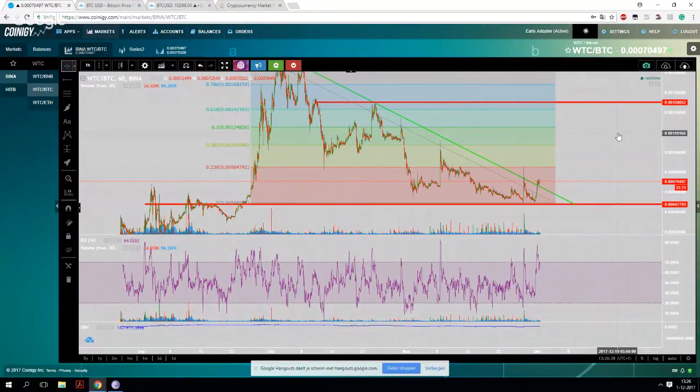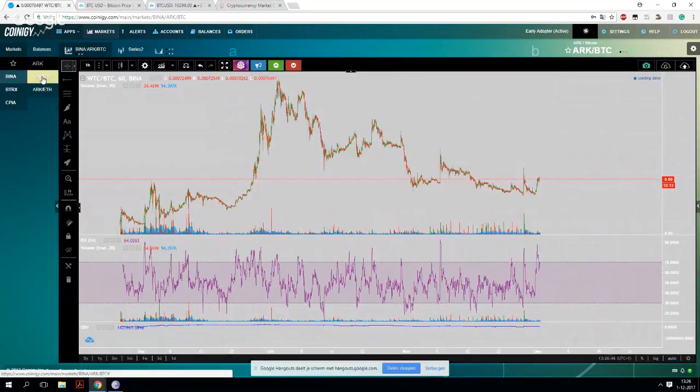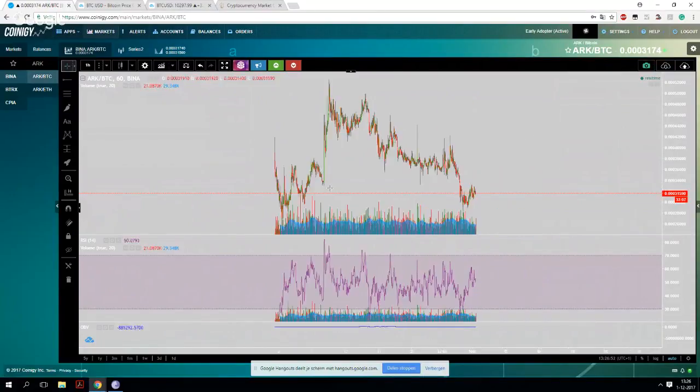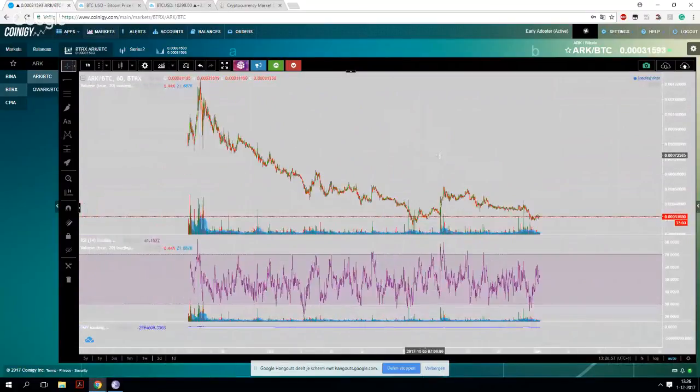Now let's look at what we got next. I want to do ARK because I know a lot of people are in ARK. Let's see, what else do I want to do? Do you guys have some suggestions for me? If you have any suggestions, let me know.